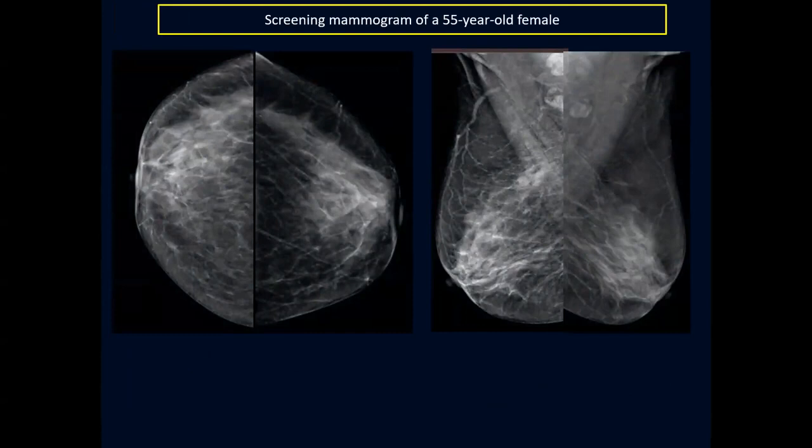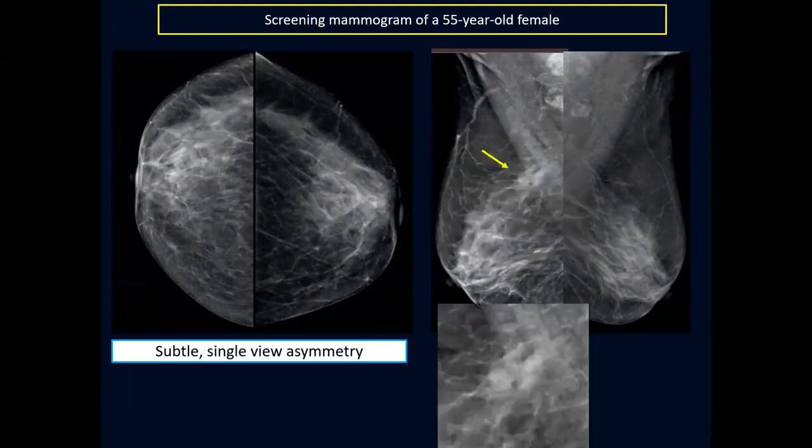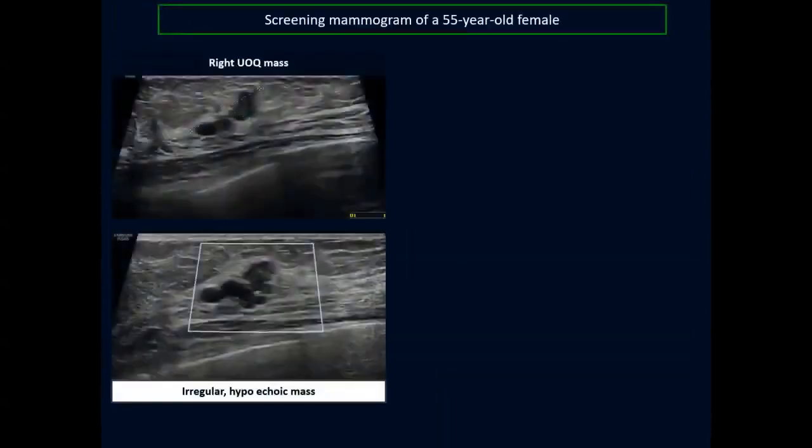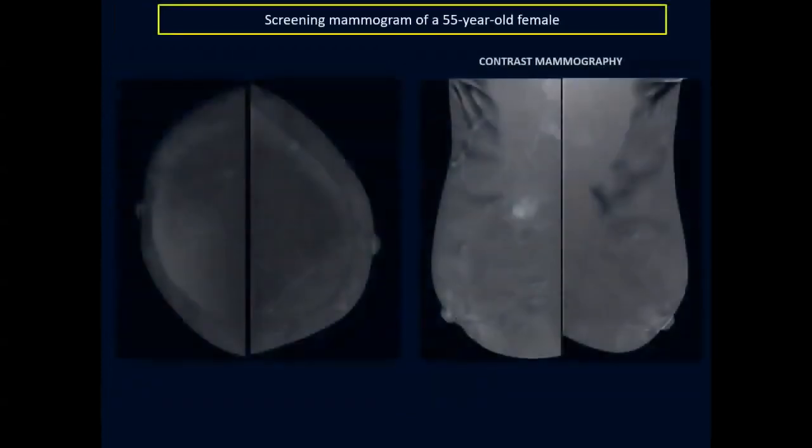This is a screening mammogram of a 55-year-old female. She had a focal asymmetry in the left breast, she was sent for a targeted ultrasound examination, which revealed the right upper outer quadrant irregular hypoechoic mass lesion. Unfortunately, during screening the left side, we also saw a left upper outer quadrant mass lesion, a tiny mass lesion.